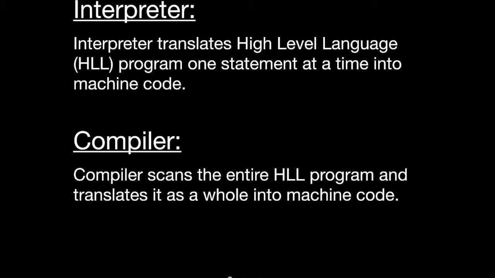First of all, what is an interpreter? An interpreter is software which translates a high-level language program one statement at a time into machine code. On the other hand, a compiler scans the entire source code and translates it as a whole into machine code. A source code is a program written in some computer language.